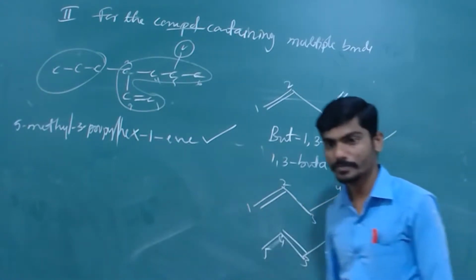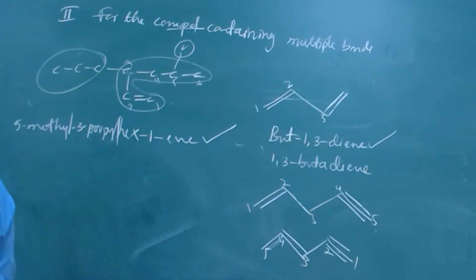Note these two examples, and then write 2 more points. For the rules: first, select the parent chain which contains carbon-carbon multiple bonds. Second point, the numbering: assign the numbering in such a way that carbon containing multiple bonds gets the lowest number.